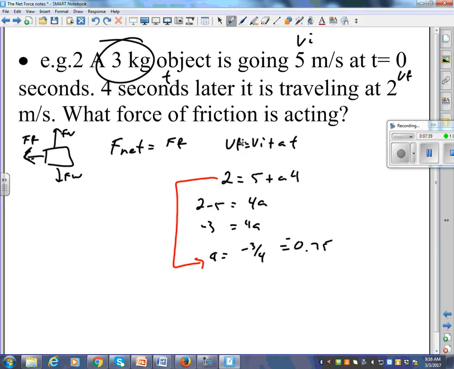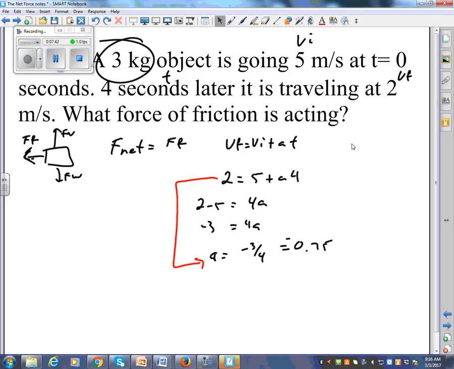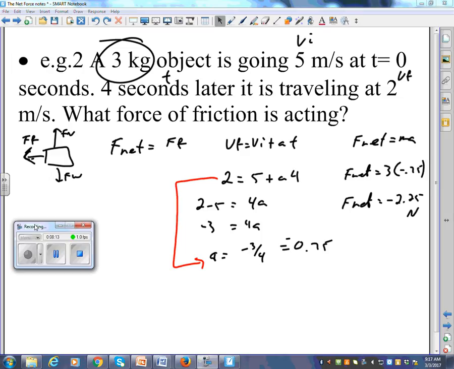And now that you have that, F net is equal to ma. Solve for F net. Mass is 3 times minus 0.75. And the net force is 3 times that, so that's going to be minus 2.25 newtons. Also pretty straightforward, right? Again, as I was saying earlier, kind of review today. Going to get harder next week.